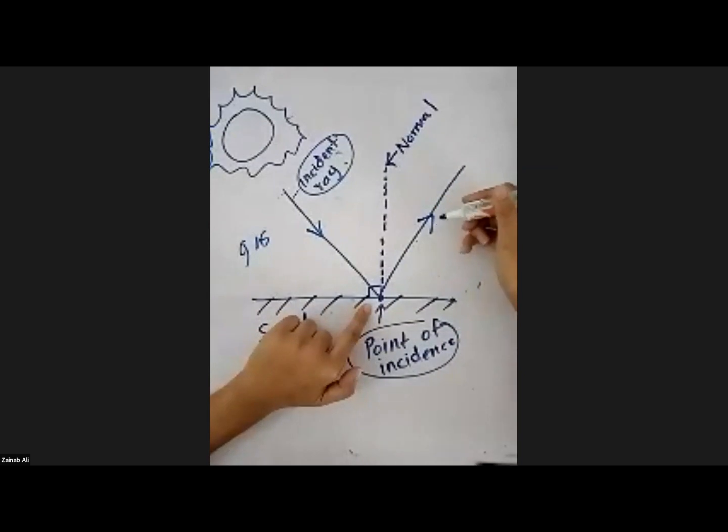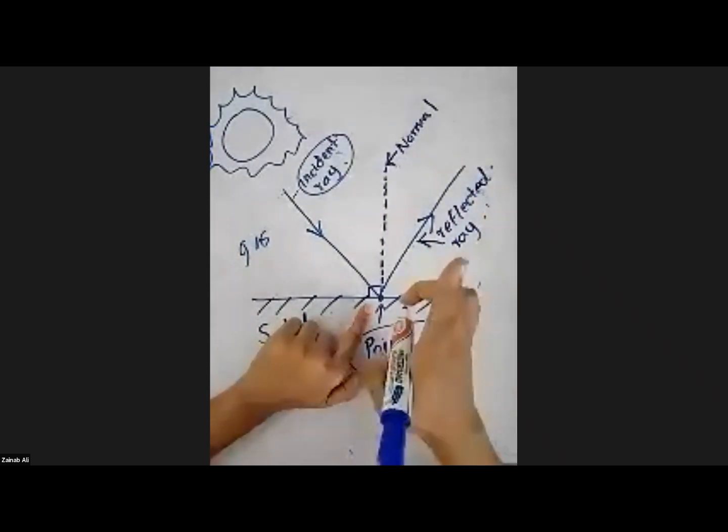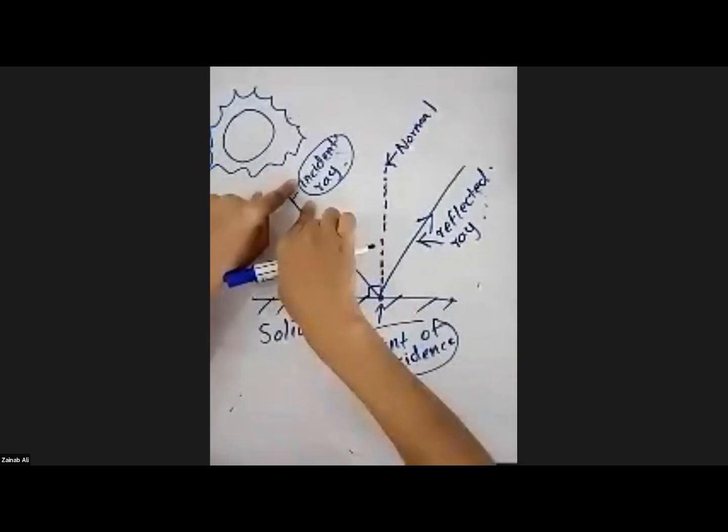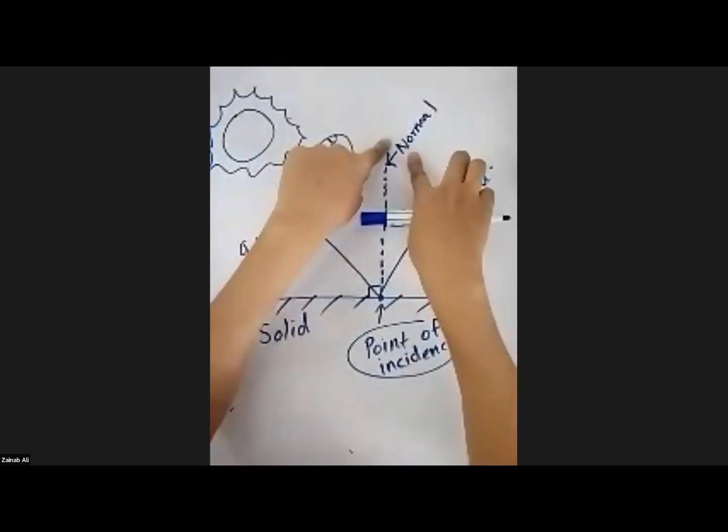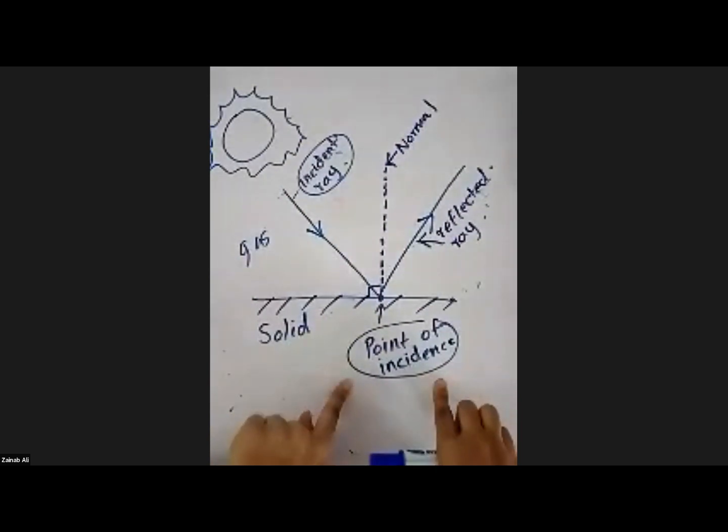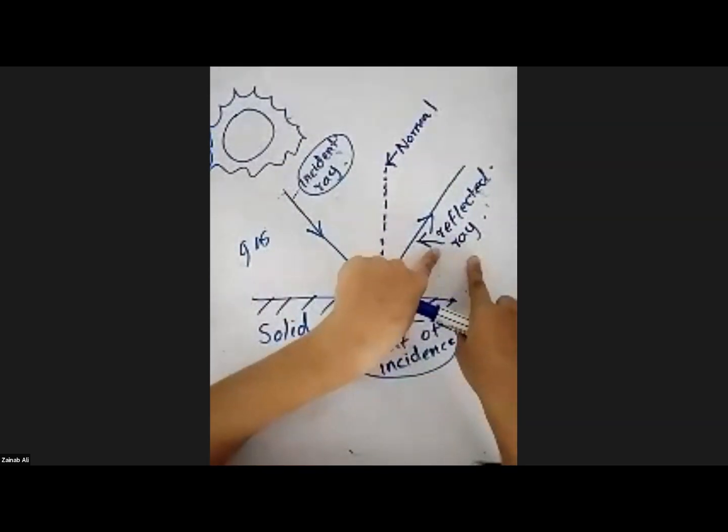Because this light ray is being sent back into the same medium, we name this light ray the reflected ray, or reflecting ray. So now you should be able to answer what is known as incident ray, what is known as normal, what is point of incidence, and what is reflected ray.